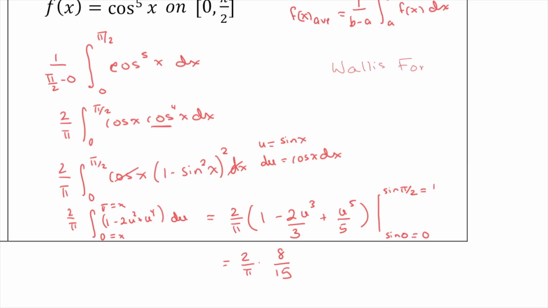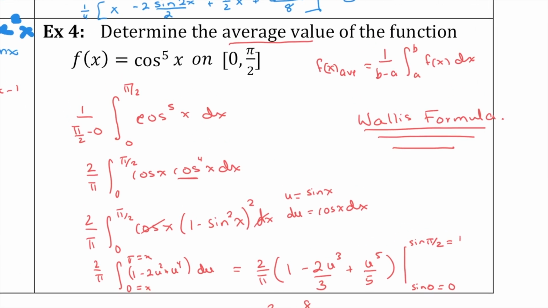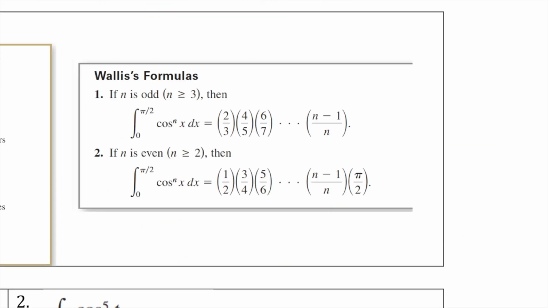The second way to do this problem is using a formula called Wallis's formula. And this formula is actually really cool, quite clever. For whatever reason, AP always has a problem that could be solved using Wallis's formula. So the idea behind Wallis's formula is if you have a cosine to a particular power, and it has to be exactly going from 0 to pi over 2, then there is a nice little algorithm we could use to solve it. So here's Wallis's formula.